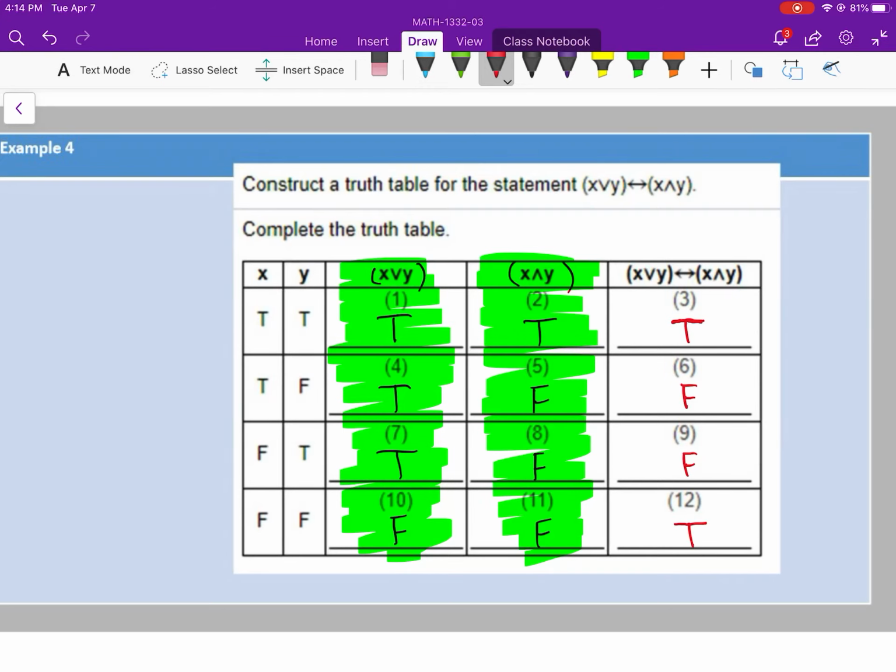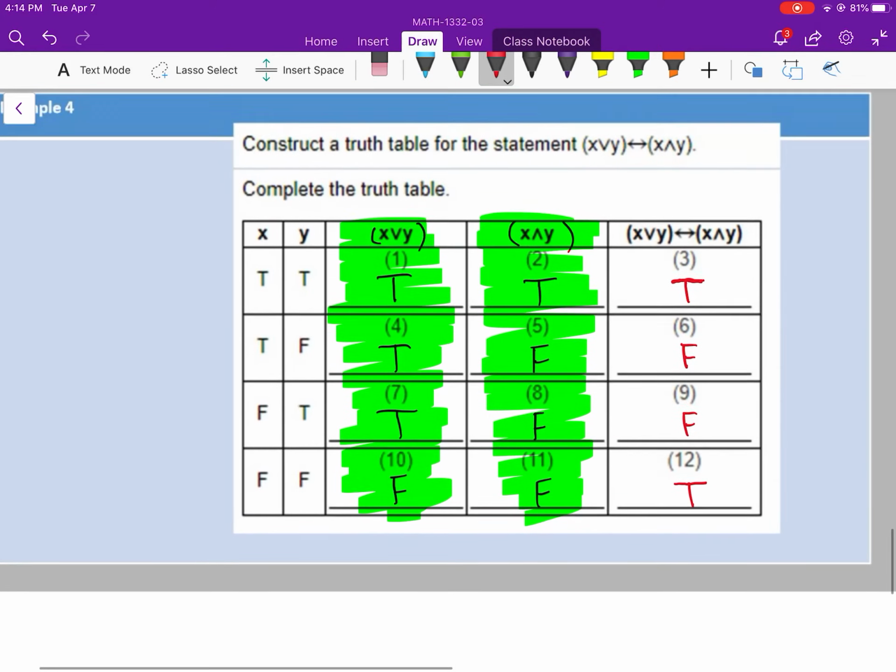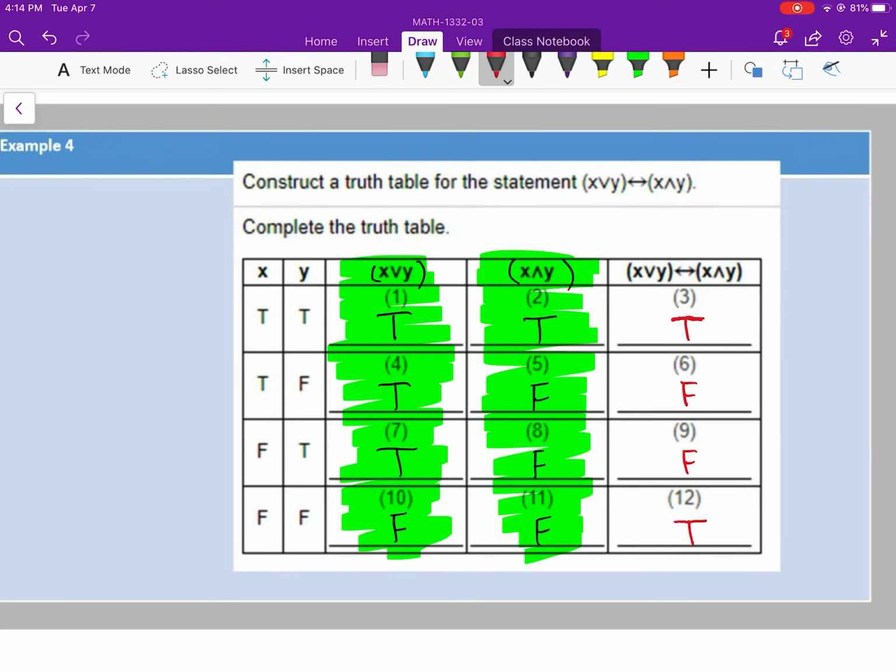Okay? A lot of students have always told me in the past that they like conditional and biconditional. The only thing is you have to get those rules down. And once you get the rules down, it is extremely easy. All right, that is our last example. So that completes section 3.3.